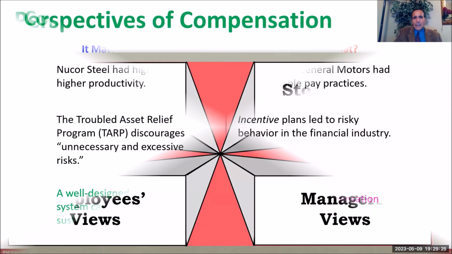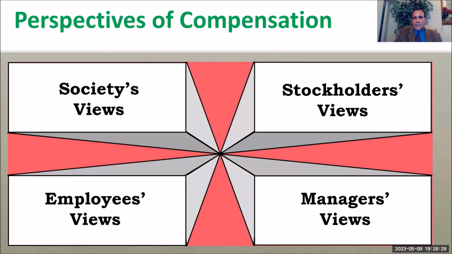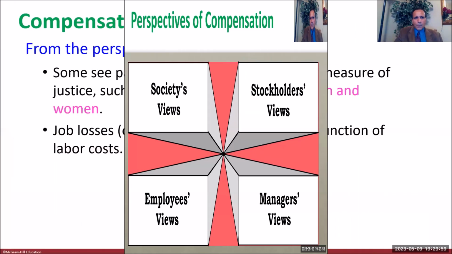They do matter. And we can look at compensation from the society's perspective, from the shareholders' perspective, from the management perspective, as well as from the workers' perspective. So these are 4 areas that actually you can write about in your research papers and focus on why compensation and rewards do make a difference and why we should be concerned about it. So let's look at this from society's view for a few seconds.